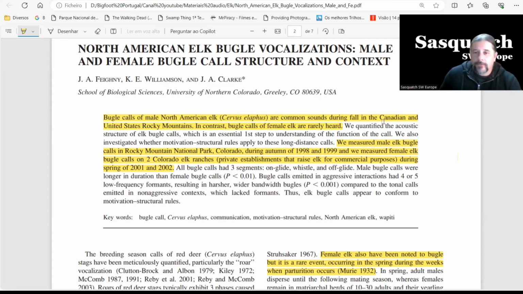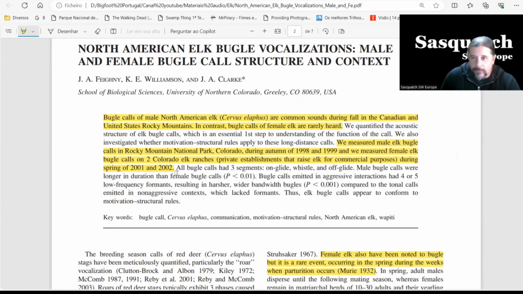Bugle calls are common sounds during fall in the Canadian and United States Rocky Mountains. In contrast, bugle calls of female elk are rarely heard, but they were recorded, so we are going to listen to them in a while. We measured male elk bugle calls in Rocky Mountain National Park, Colorado, during autumn of 1998 and 99, and we measured female elk bugle calls on two Colorado elk ranches, private establishments that raise elk for commercial purposes, during spring of 2001 and 2002.